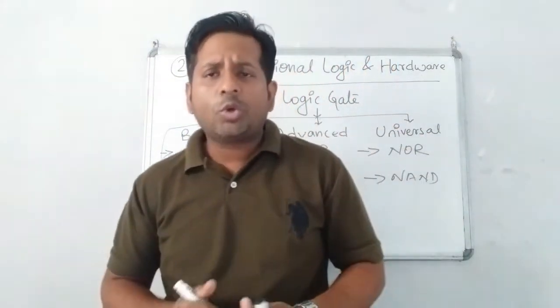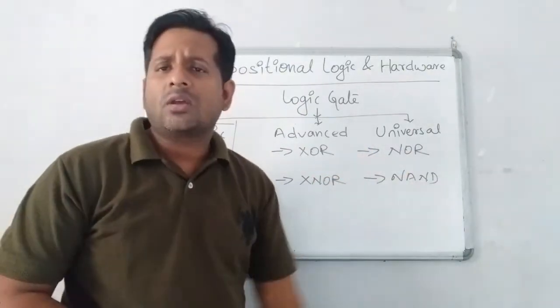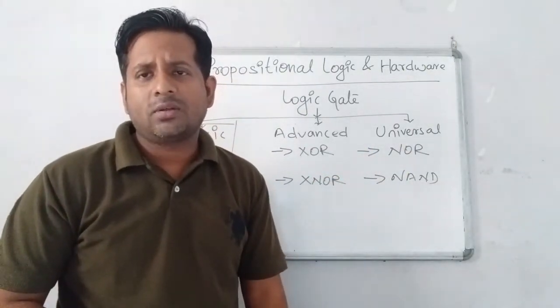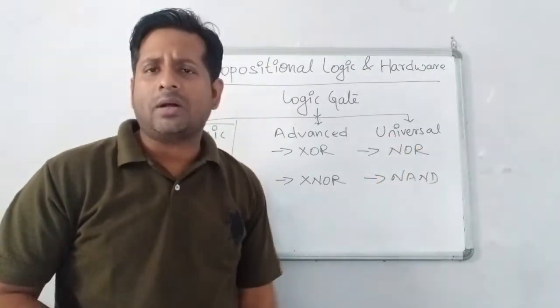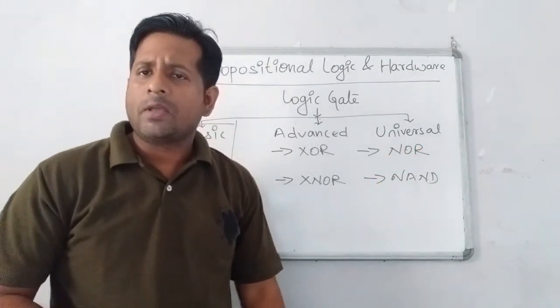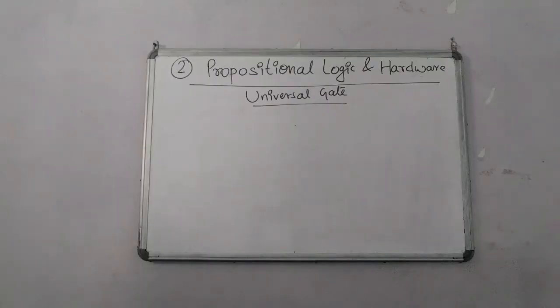So children, today we'll be moving towards the advanced as well as the universal part. First, children, let me explain the universal part. So see, what is a universal gate? Last class we learned about basic gates. Today, first I will explain the universal gate.